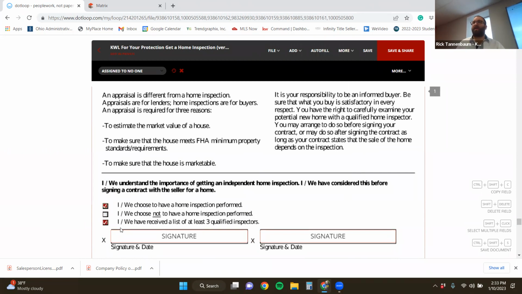If you're giving them any names for a home inspector, you have to give at least 3 names. You cannot give them one name, your favorite. You can't give them your favorite two. You don't have to give them any. I would recommend giving them, but you don't have to give them any names. But if you give them any names, you have to give at least 3 names.